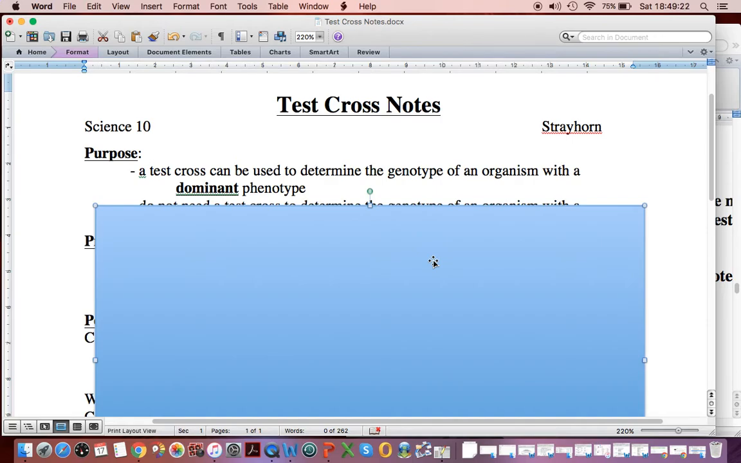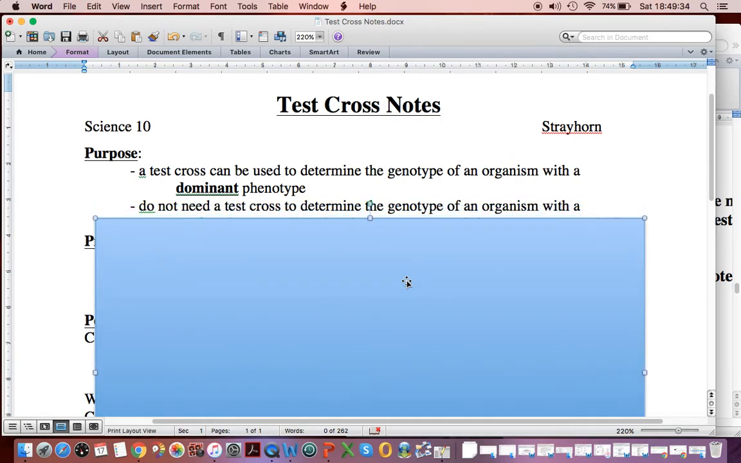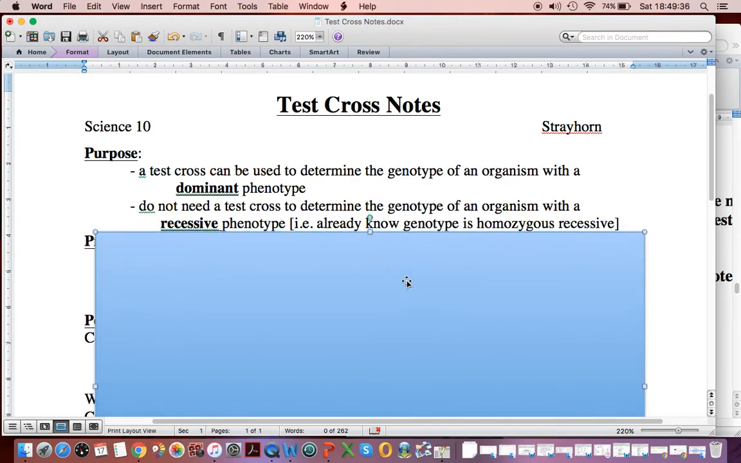The issue is, if it was a recessive phenotype, then we know we just have recessive genes that combine to be homozygous recessive. But really what we're trying to do is figure out, is it homozygous or heterozygous? So this typically would not be done in humans. It would be done if you're breeding plants or certain animals.